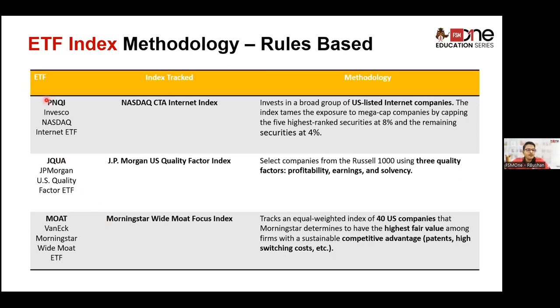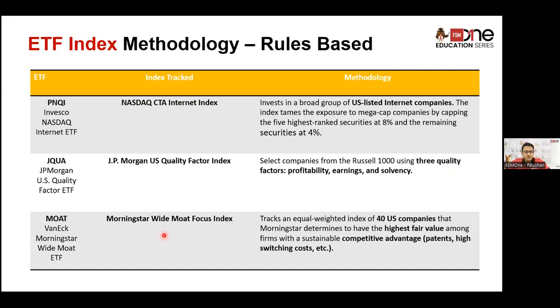For example, PNQI, the Invesco Nasdaq Internet ETF, tracks the Nasdaq CTA Internet Index. What this index does is that it has certain rules. It covers US listed internet companies, and it has rules for how they select them. Same with JQUA. It selects companies from the Russell 1000, but uses three factors to select those companies.